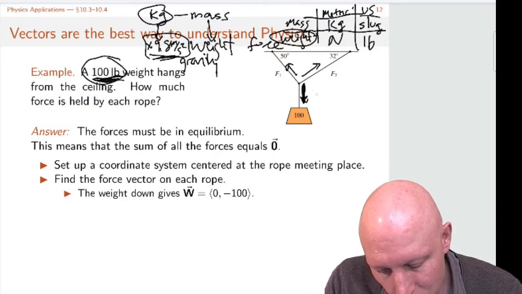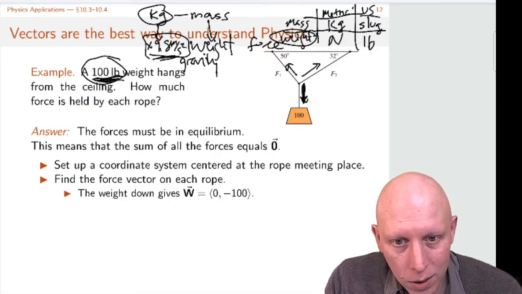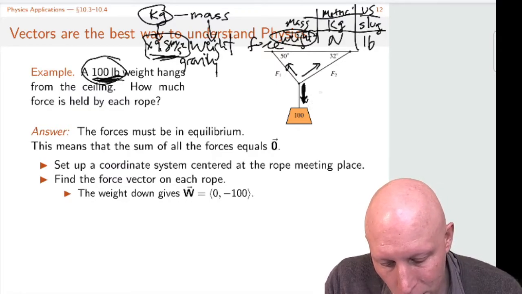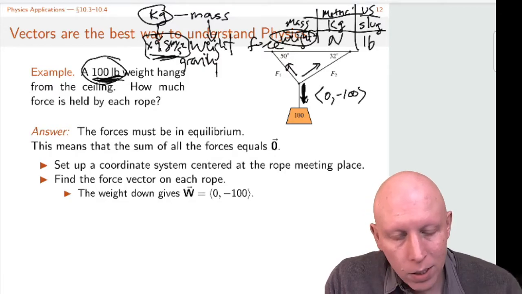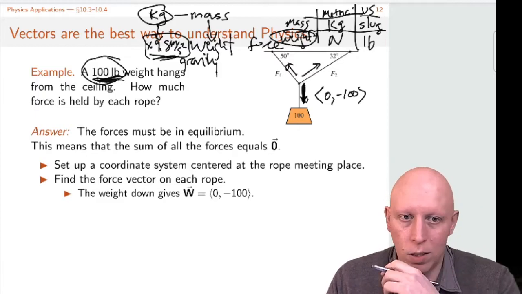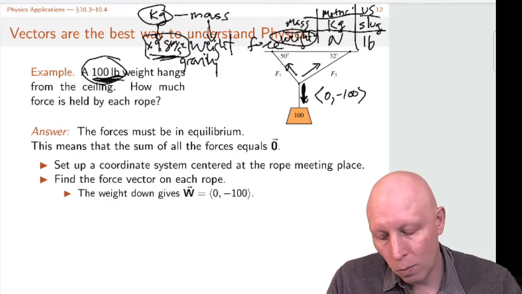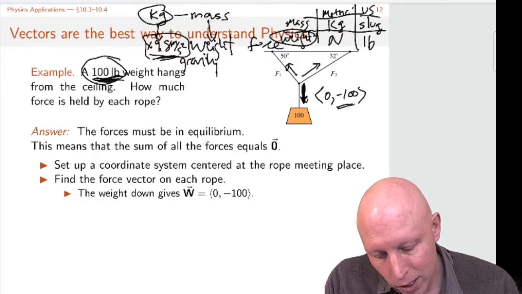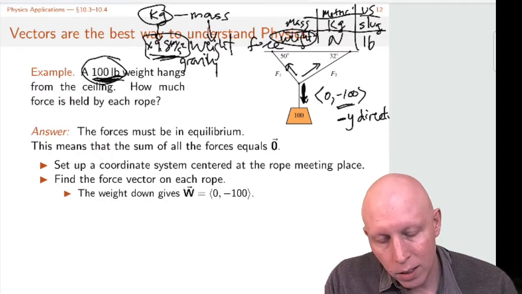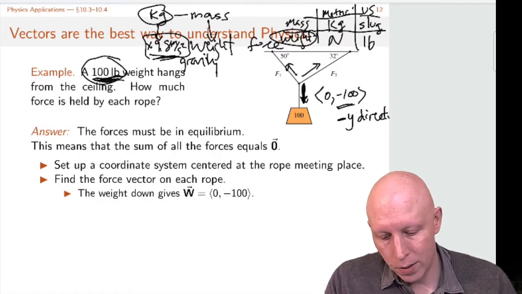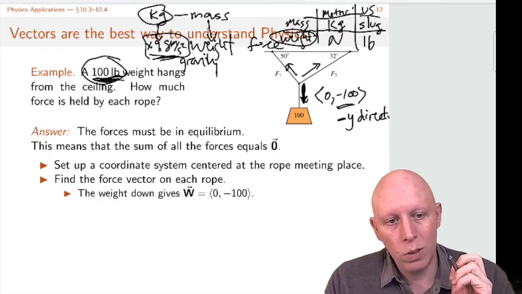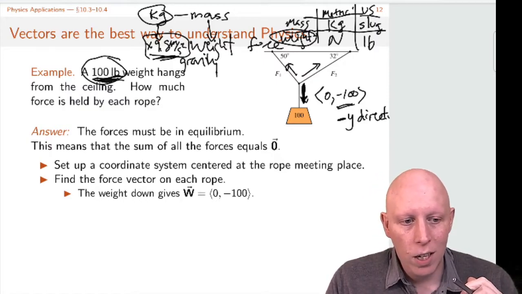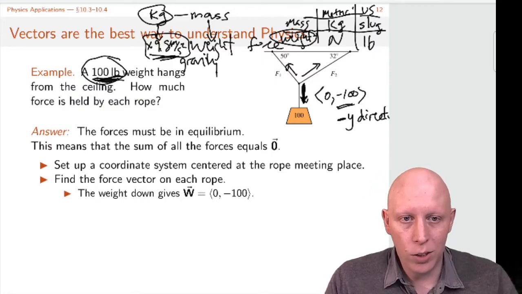This is being pulled down at 100 pounds. So we can write that as a vector, 0, negative 100, because we're pulling down at a certain rate. And this negative 100 is because this is in the negative y direction. All right, so now we need to figure out what the vectors are for the force in the other two directions.